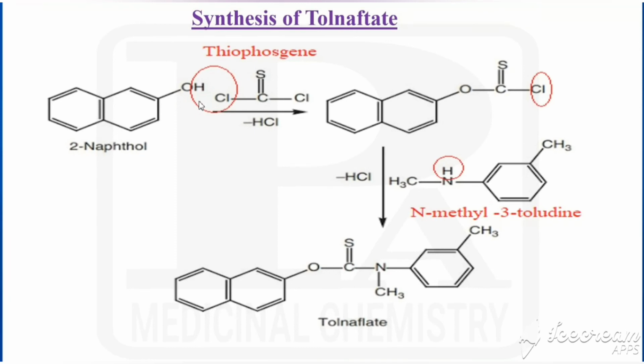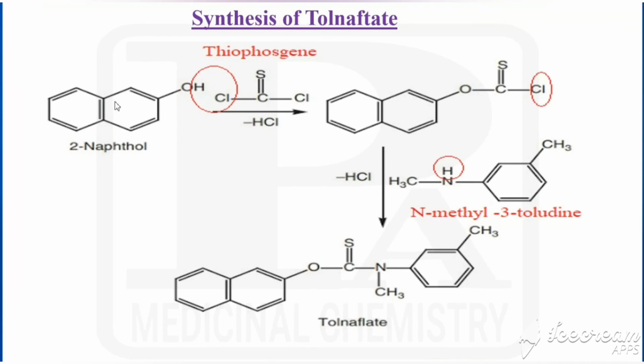So 2-naphthol is treated with thiophosgene. HCl is removed. That's why with the oxygen, C double bond S, Cl would be added. Now with this we are adding N-methyl 3-toluidine. So by the addition of this N-methyl 3-toluidine, what happens? This Cl combines with this H and removed as HCl. That's why this carbon has to unite with this nitrogen. So we got tolnaftate.